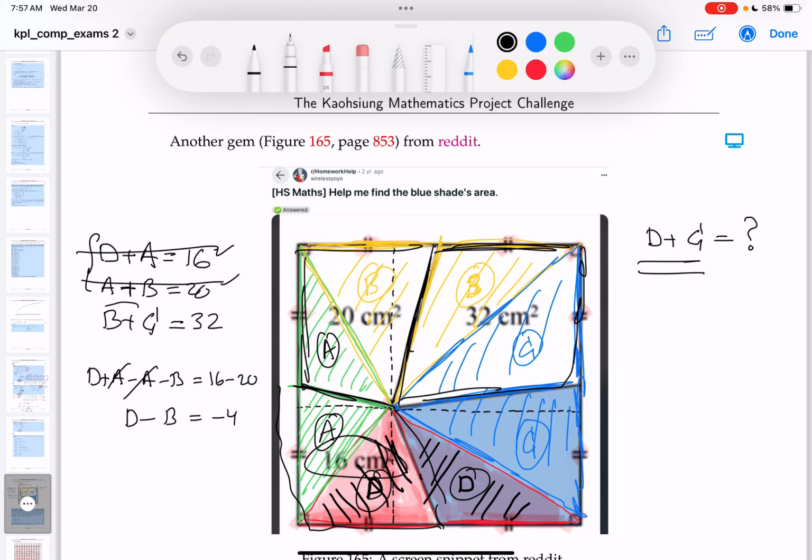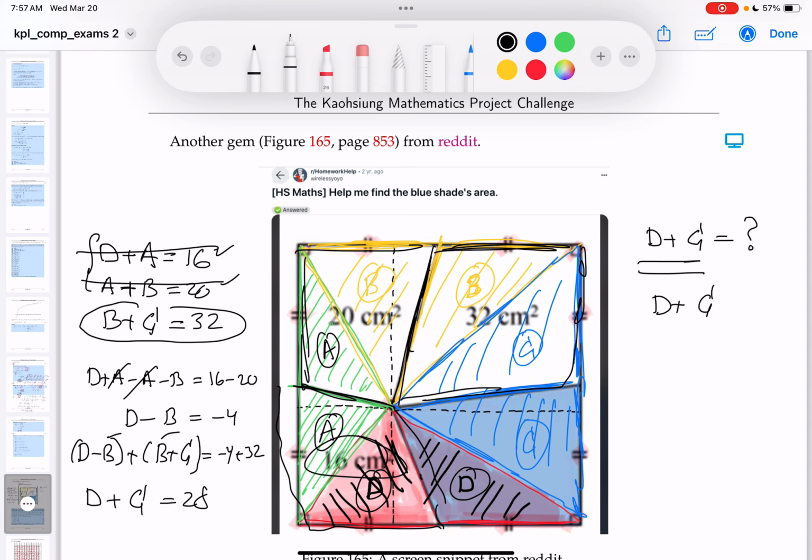Now I'm going to use this. I'm going to add these two together. So let's write this down. D minus B plus B plus C would equal minus 4 plus 32. What do you get there? You get D plus C. And why is that? The B's are disappearing. What does that equal? 28. We just found it. D plus C, that blue area, is 28.